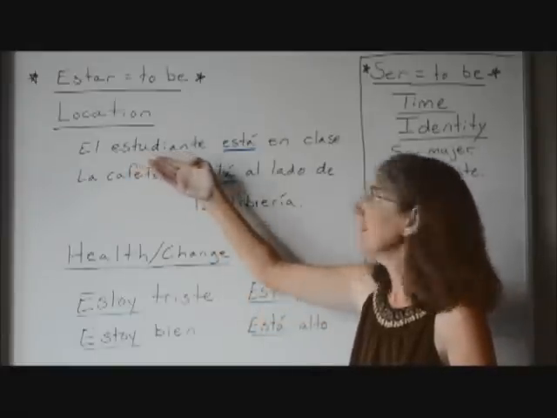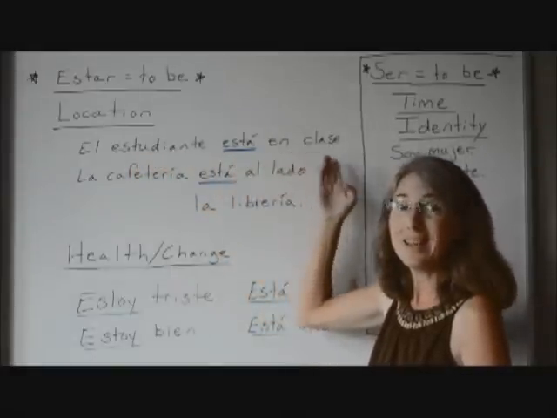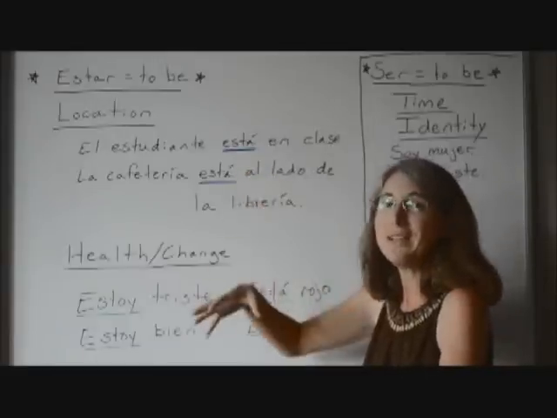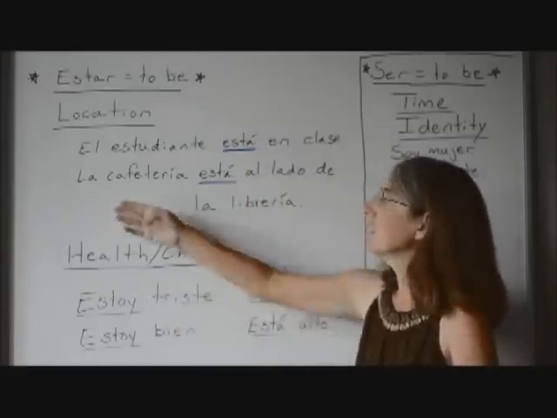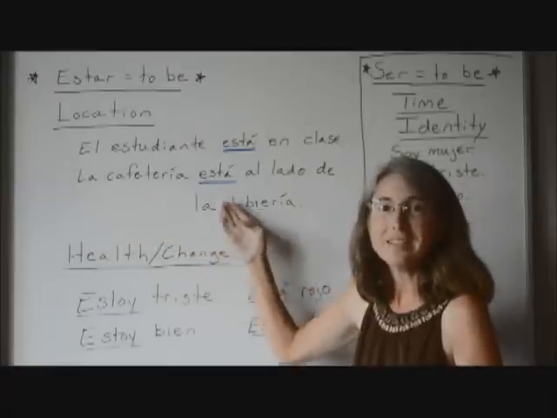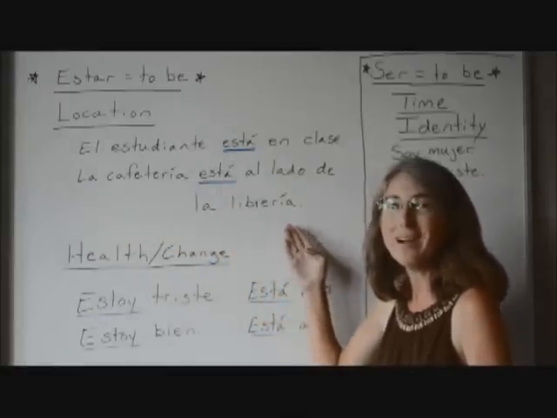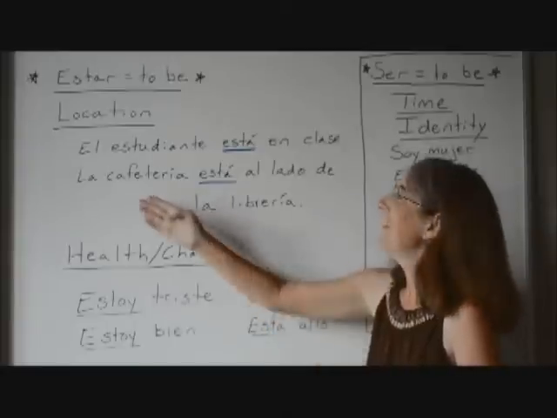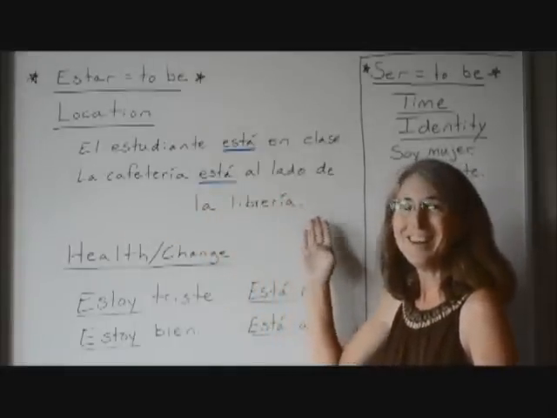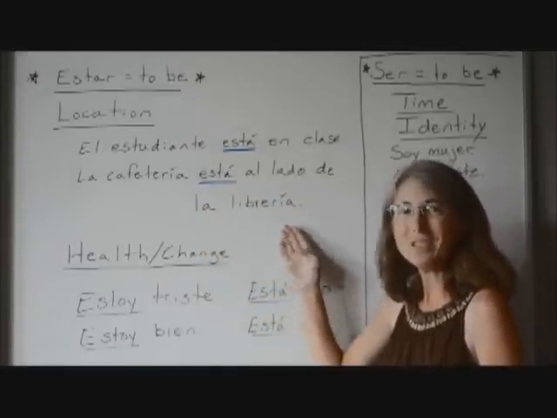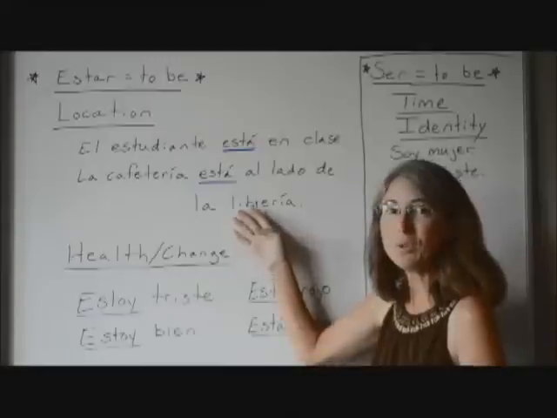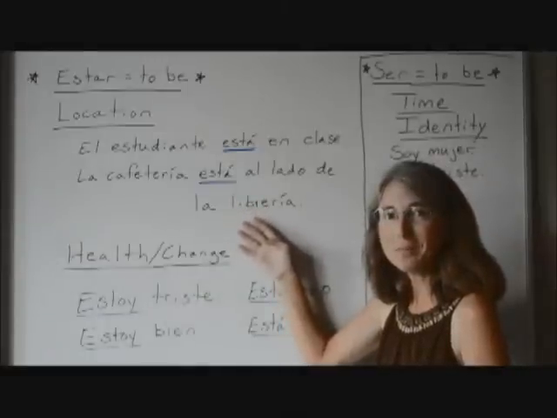El estudiante está en clase. The student is in class. The student is located in class. We're talking about location. La cafetería está al lado de la biblioteca. La librería. La cafetería está al lado de la librería. The cafeteria is next to the bookstore. We're talking about location, so we're going to use the verb estar.